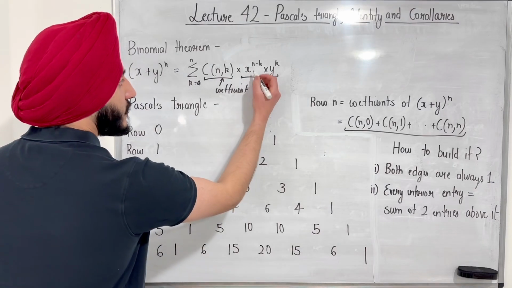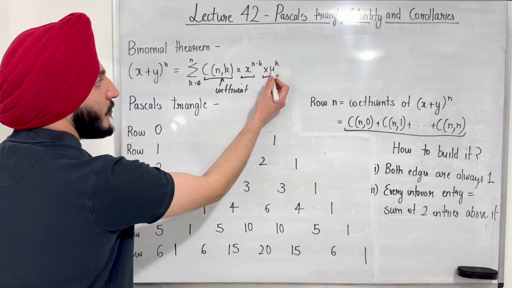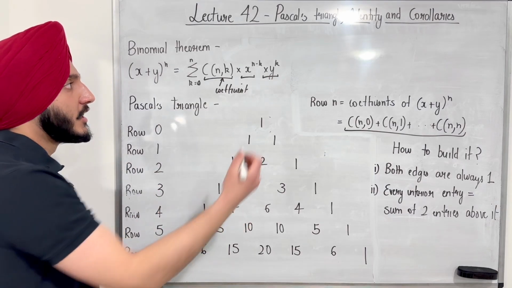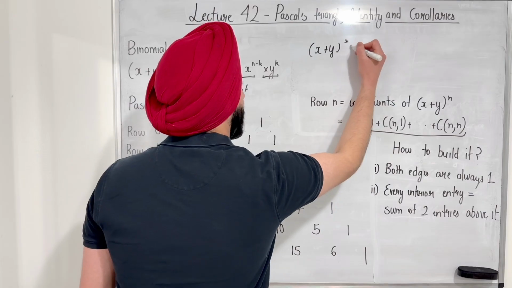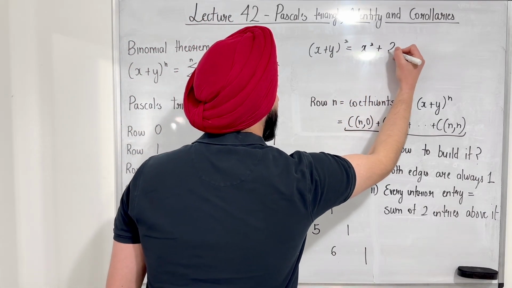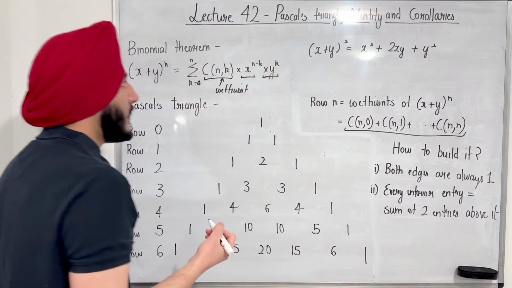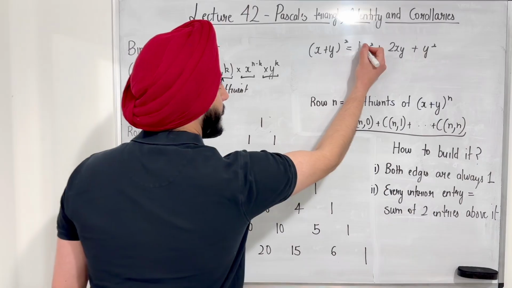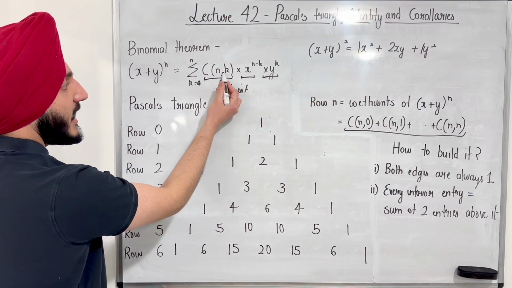Okay, I think this is easier to understand. You have x to the power of n minus k and y to the power of k, right? Let's just take a look at a quick example. Let's say I have x plus y to the power of 2, right? It's pretty much x squared plus 2xy plus y squared. Okay, so if you look at the coefficients, right, these are going to be the coefficients. The coefficients are going to be C(n, k).